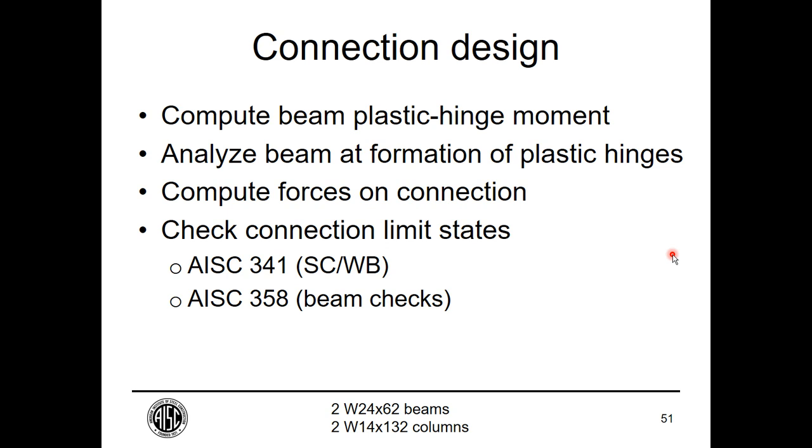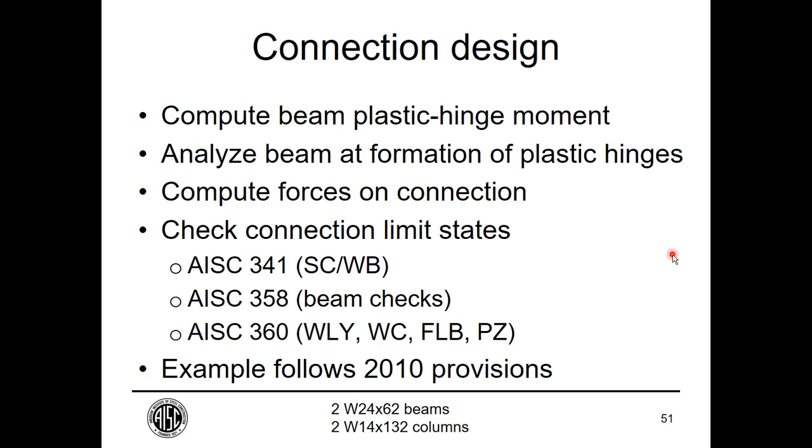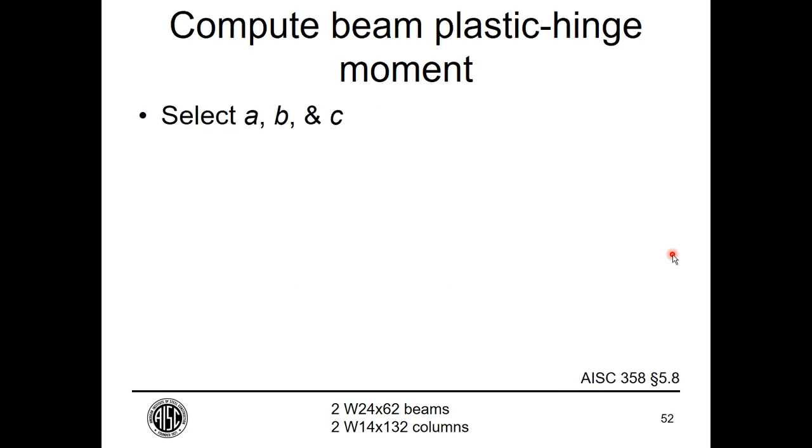Certain beam checks that are in AISC 358, and certain column checks that come out of AISC 360, such as web local yielding for that concentrated force, web crippling, flange bending, and then the panel zone shear. The example more or less follows the 2010 provisions, but we'll comment on differences in 2016.